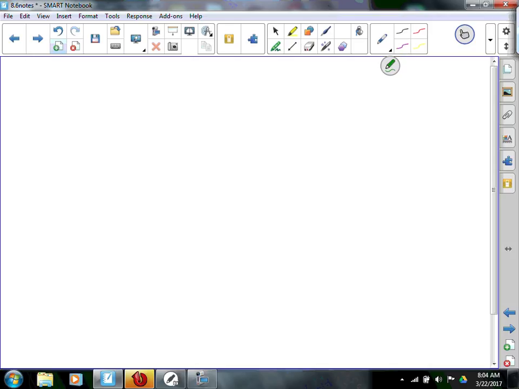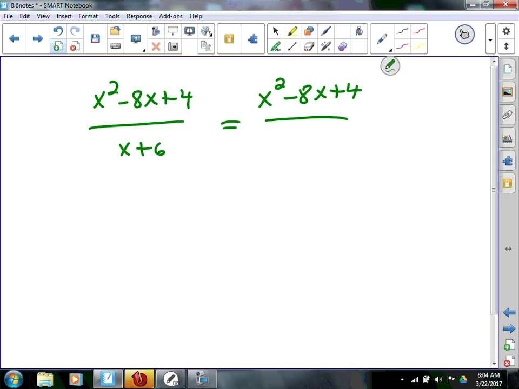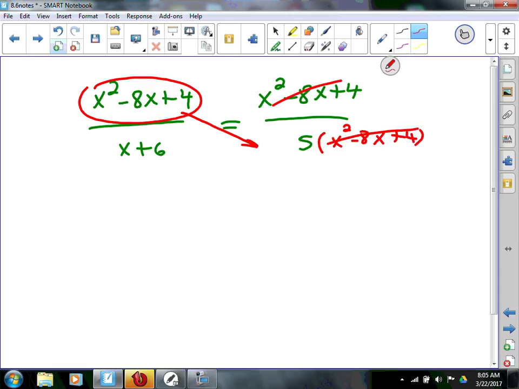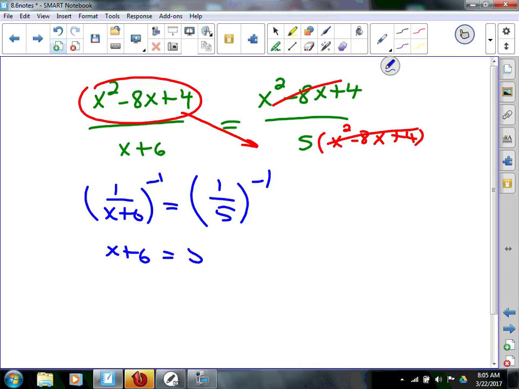So maybe we're going to have something like this. x squared minus 8x plus 4 divided by x plus 6 equals x squared minus 8x plus 4 divided by 5. Again, because in a proportion things are allowed to move along a diagonal, we could take this whole term and slide it down to here, x squared minus 8x plus 4, and that would end up canceling with that. What would hold the place in the numerators would be 1s, and then we could invert both sides, or flip both sides. So we'd have 1 over x plus 6 equals 1 over 5, and we could flip each side over, and we'd have x plus 6 equals 5, and so x would equal what?